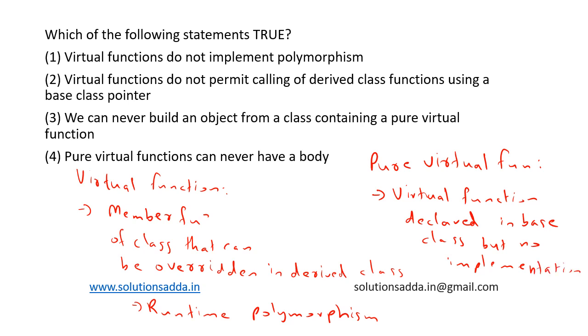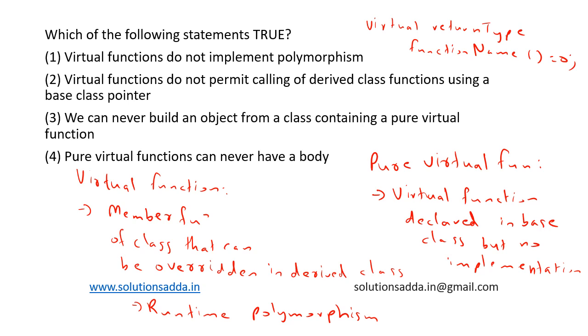Classes containing pure virtual functions are called abstract classes because they cannot be instantiated on their own. In C++, a pure virtual function is declared by assigning it a value 0. For example, we can say virtual, return type, function name, equal to 0. This is how in C++ a pure virtual function is defined.